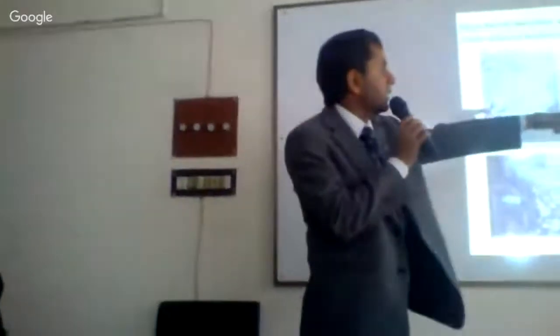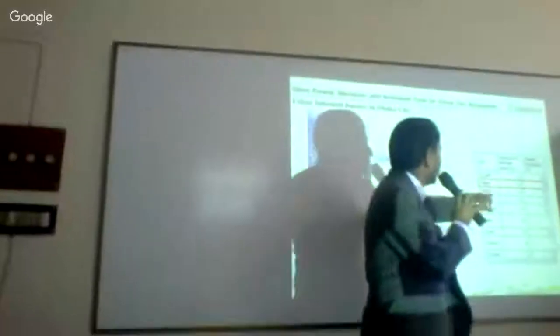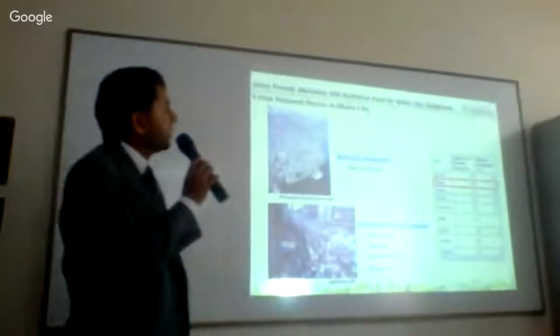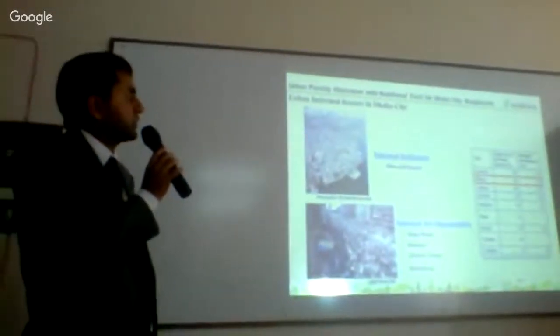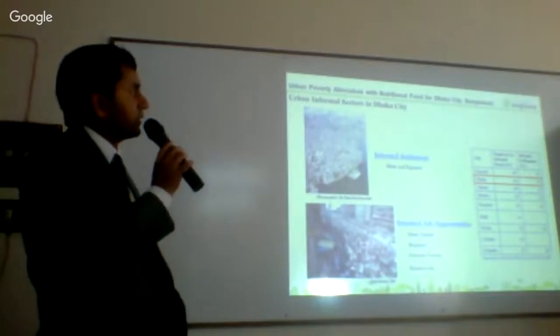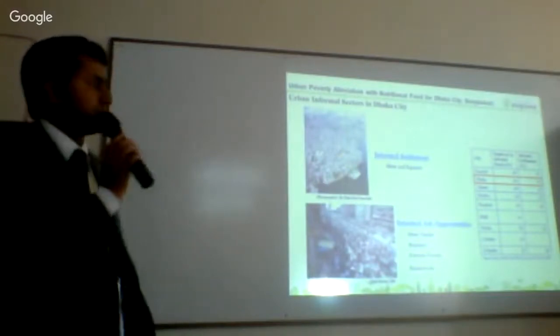The informal sector in Dhaka city has two aspects: one is informal settlement, and another is informal job opportunities. Informal job opportunities include street vendors, retail sellers, garbage collectors, and maid servants. In Dhaka city, informal employment in informal sectors is 65%, and informal settlement is 32%.